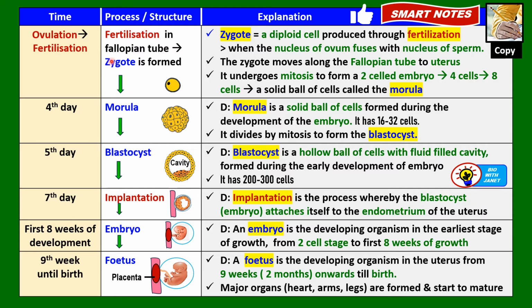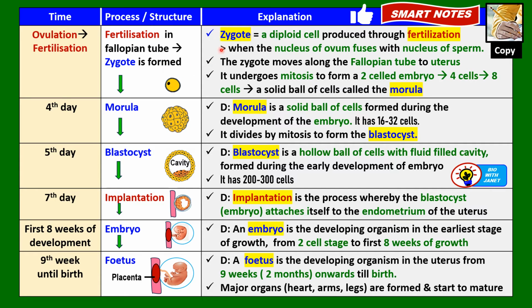We are going to discuss this in more detail, but let's look at the timeline first. Ovulation means the process whereby the secondary oocyte is released into the fallopian tube from the ovary. That occurs every month in the menstrual cycle. Let's say ovulation occurs and a secondary oocyte is released into the fallopian tube of the female reproductive system. As it travels through the fallopian tube, if it meets the sperm and the sperm penetrates the ovum, and the nucleus of the sperm fuses with the nucleus of the ovum, then fertilization occurs in the fallopian tube and the zygote is formed.